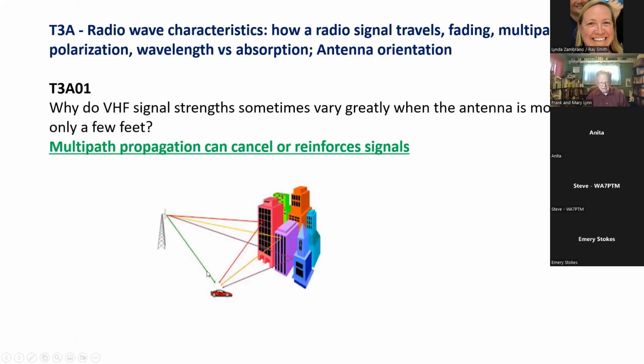You might have a straight line path and think, well, that'll be a good signal, and it would be, but there's all of these other ones coming over here, bouncing off of buildings or whatever, and they arrive at the receiver. And remember how we talked about how the 2 waves, when they come together, they can either reinforce or they can cancel. That's what happens here.